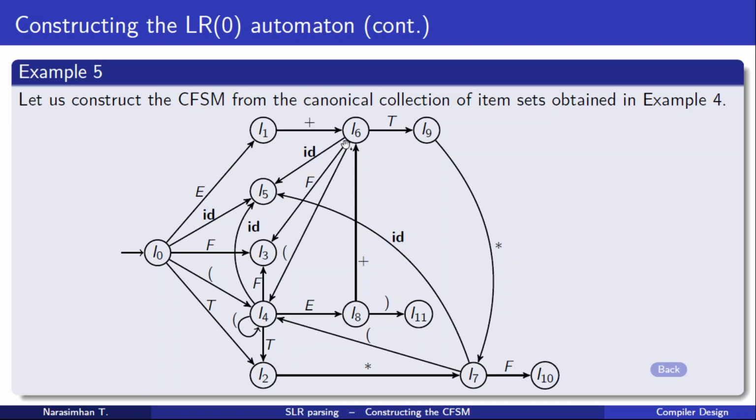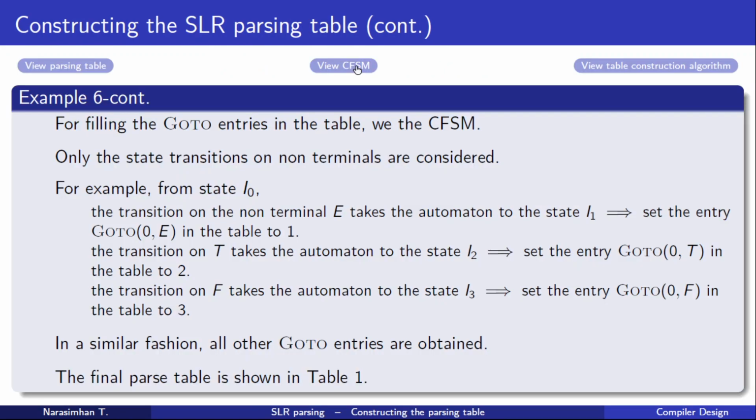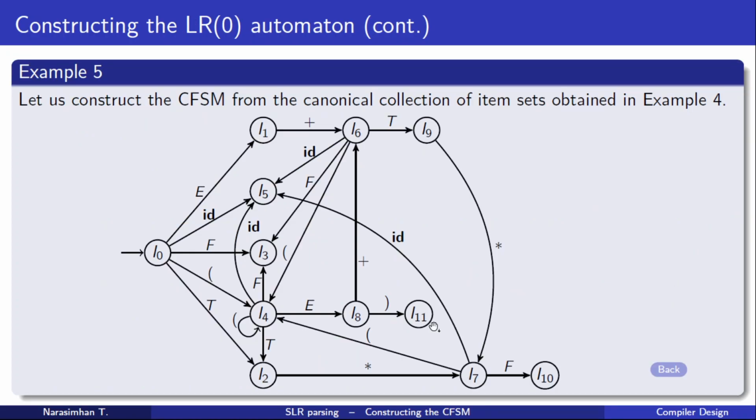What about I7? I7 on F takes you to I10, right? So 7 on F is 10. What about I8? In I8 there are no transitions for any non-terminals, so there are no go to entries. I9 also has no transitions for non-terminals, so no go to entries. From I10 and I11 there are no transitions even for terminals. There are no transitions defined for any symbol in the grammar, so there will be no go to entries.